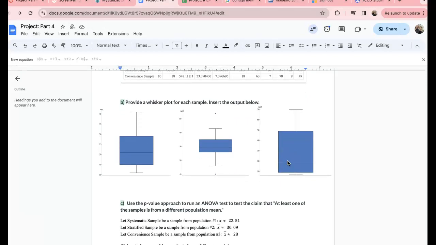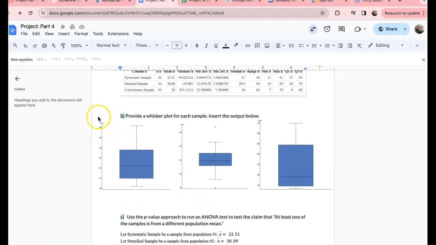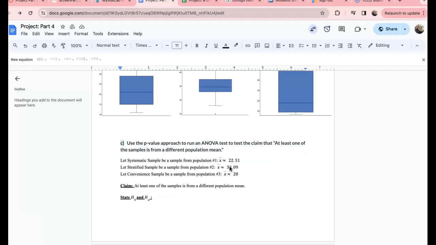Here we were asked to provide a whisker plot for each sample. So we have sample 1 here, and that's going to be our systematic sample, and you can see that whisker plot. And then we have sample 2 here, and that's going to be our stratified sample, and sample 3, which is going to be our convenience sample. And I'll show you those whisker plots.